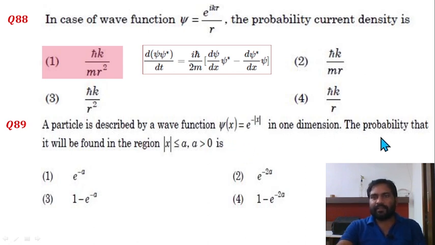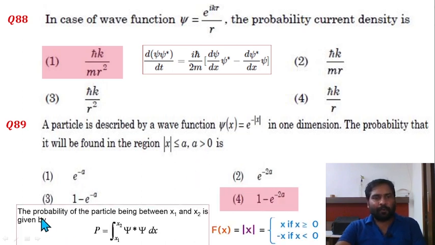Question 89. A particle is described by a wave function psi(x) equals e raised to power minus mod x in one dimension. The probability that it will be found in the region mod x less than or equal to a, where a is greater than 0, is? The probability of the particle being between x1 and x2 is given by P equals integration from x1 to x2 of psi star psi dx. For mod x, put the value x when x is greater than or equal to 0 and minus x when x is less than 0. Taking these conditions, just solve it. Option 4 is correct: 1 minus e raised to power minus 2a.